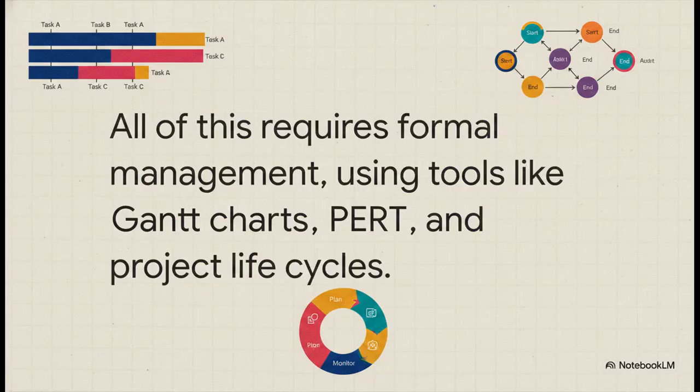And you can't build any of these complex systems without a real, formal management structure. This means using proven tools, things like Gantt charts to see your timelines visually, and PERT charts to map out how all your tasks depend on each other. It's all about making sure a big project gets guided effectively from start to finish.